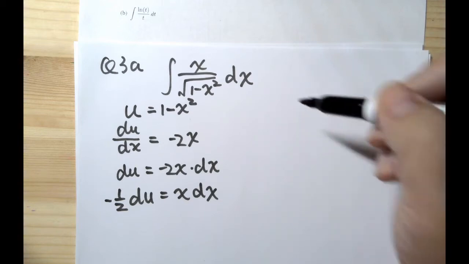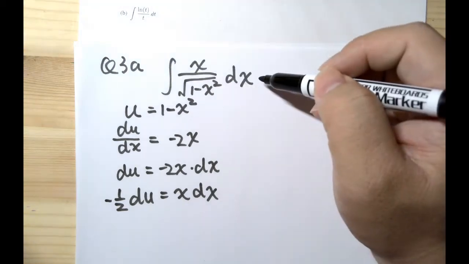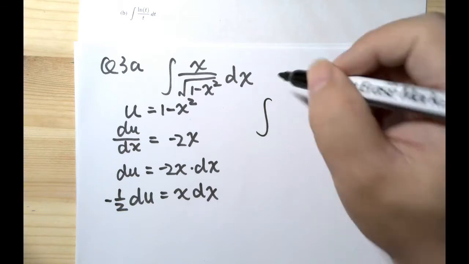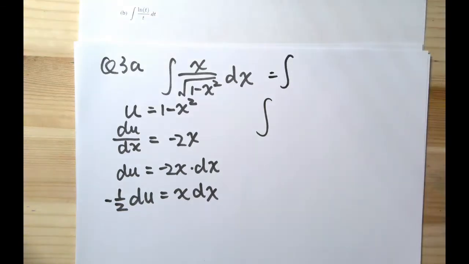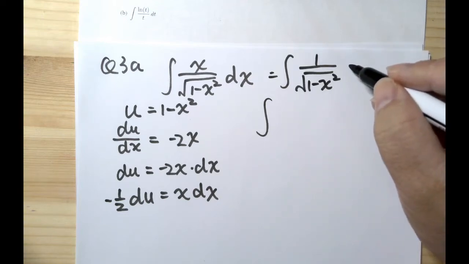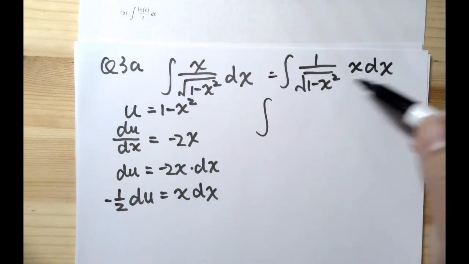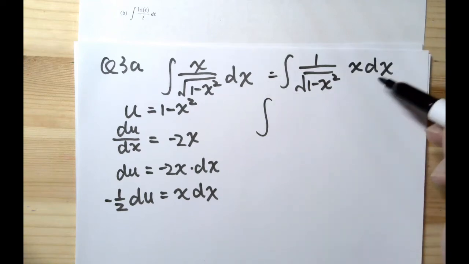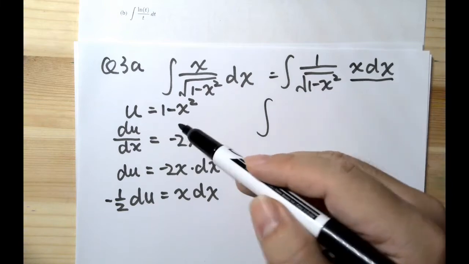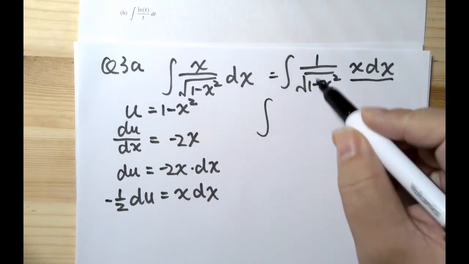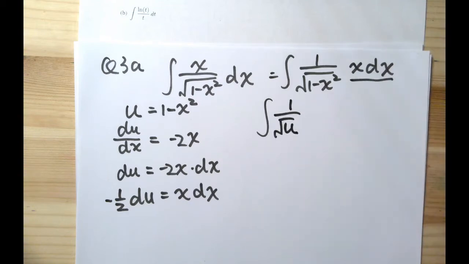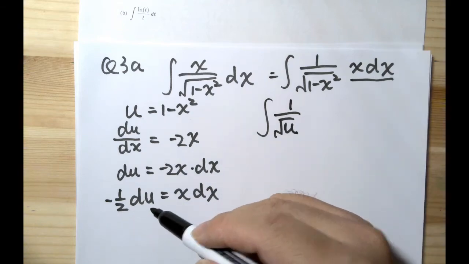So with all of this, we're starting to make the substitution. Maybe we write it here. Let me write it this way so it's more clear. 1 over square root of 1 minus x squared, and then times x dx. Okay, so this is exactly the same thing. Why am I doing this? Because x dx we have here, and 1 over this part we can substitute. So after substitution, we have integral 1 over square root of u, and x dx, which is negative 1 over 2 du.